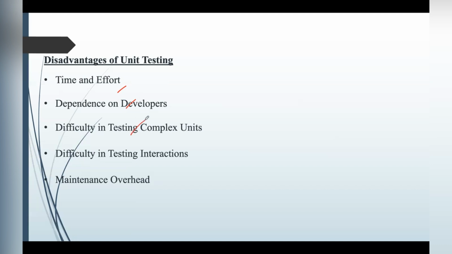Difficulty in testing complex units. Unit testing can be challenging when dealing with complex units as it can be difficult to isolate and test individual units in isolation from the rest of the system. Difficulty in testing interaction. Unit testing may not be sufficient for testing interactions between units as it only focuses on individual units.